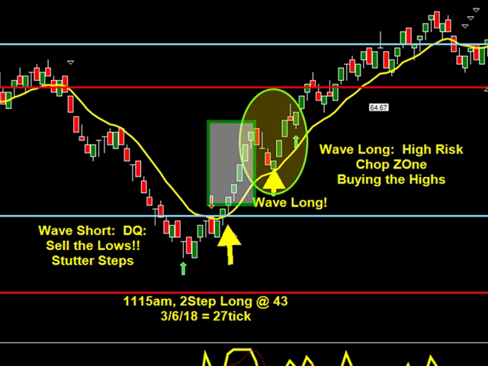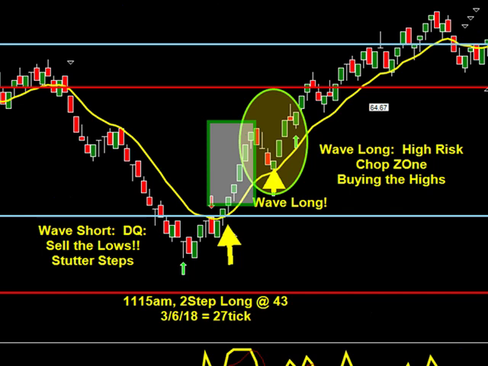As this two-step began to work out, a lot of our members jumped in on this wave long. And as you can see here, I really want you to see this illustration for what it is. It's very clear that our wave pattern short disqualifies into a two-step long. That two-step long, when it's successful, moves into a wave long. If that wave long was to be unsuccessful, we'd be looking for a two-step short. And back and forth we go.